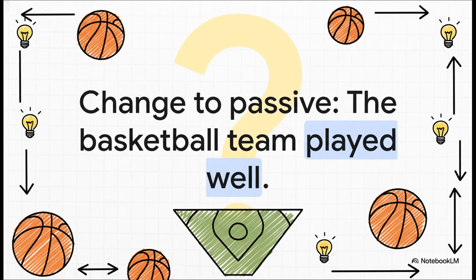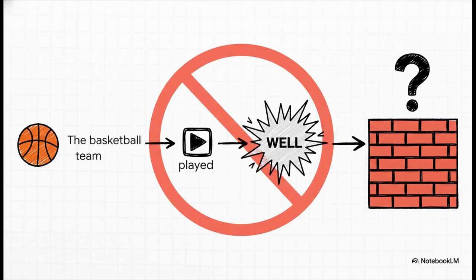Okay, last one. And pay close attention here. This one is a little tricky. Can you make this sentence passive? The basketball team played well. It's a trick. You can't do it. But why? Because the phrase played well doesn't have an object. The word well just describes how they played. It's not a thing that received the action. So in this particular sentence, play is acting as an intransitive verb, which means it can't be made passive.